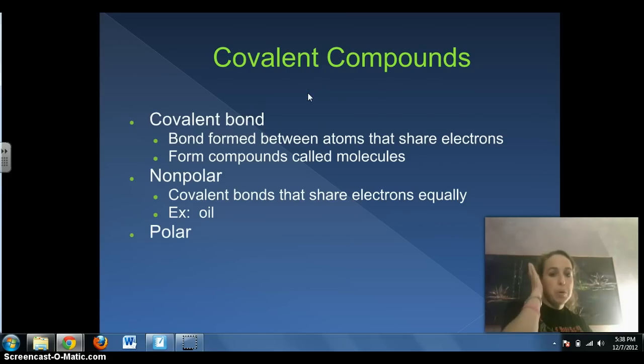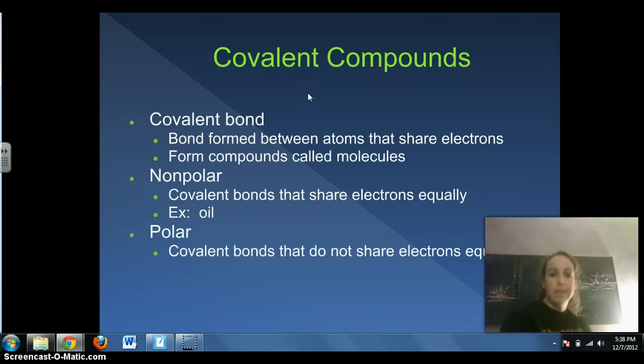And then we have polar covalent compounds, and that's when the covalent bonds are not shared equally. So one electron or one atom has the electrons more often than the other, and water is an example of that. We're going to come back to these, but just make sure for now that you know these definitions because they're going to be really important with the next part of the unit.